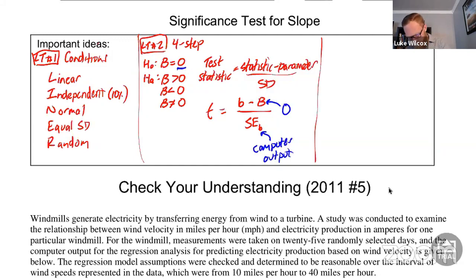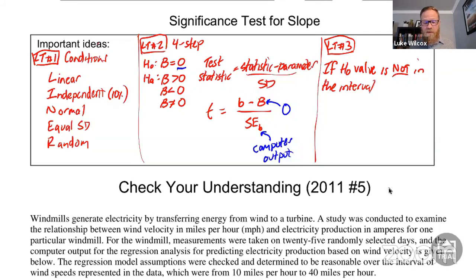And then we've got our last learning target number 3, which is to connect the confidence interval to the significance test. So here's the deal. You're always looking for the null hypothesis value when you make a confidence interval. If it is not in the interval, right? Which was the case here. If it's not in the interval, we don't think that that is a plausible value, and we will reject the null hypothesis.